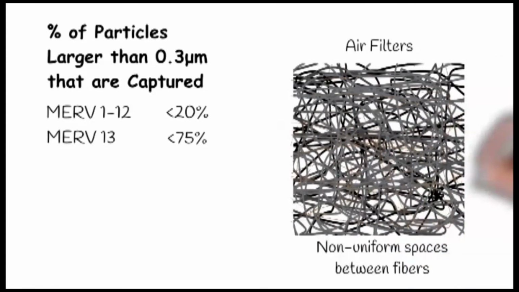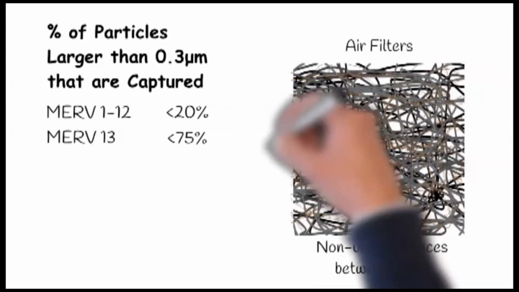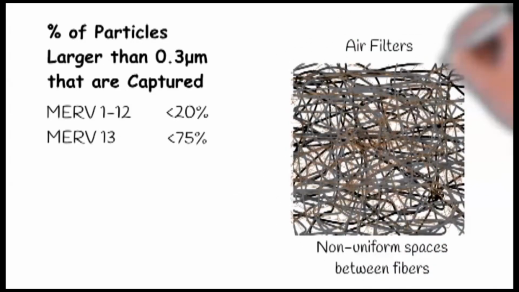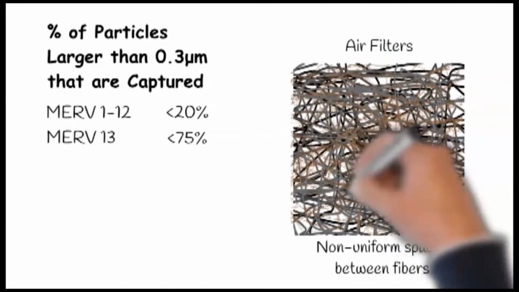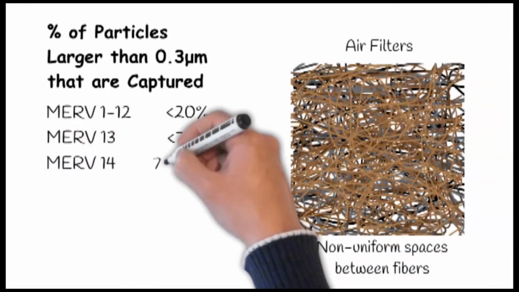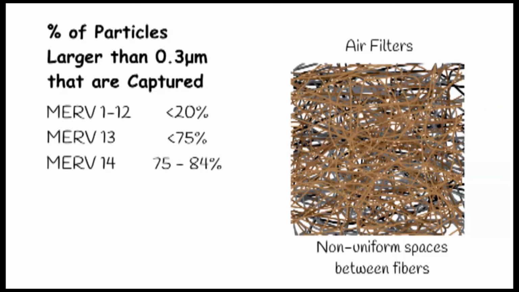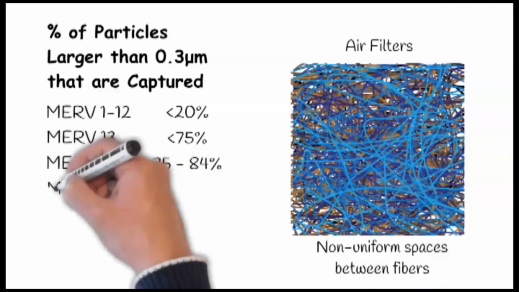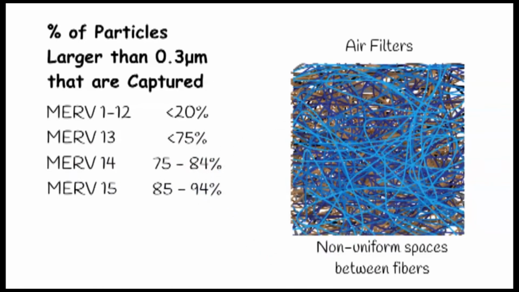Adding more fibers, creating smaller spaces between fibers, increasing the complexity of the airflow will enable you to create a MERV 14 filter, which will stop between 75 and 84% of those particles. A MERV 15 filter will stop between 85% and 94% of those particles.